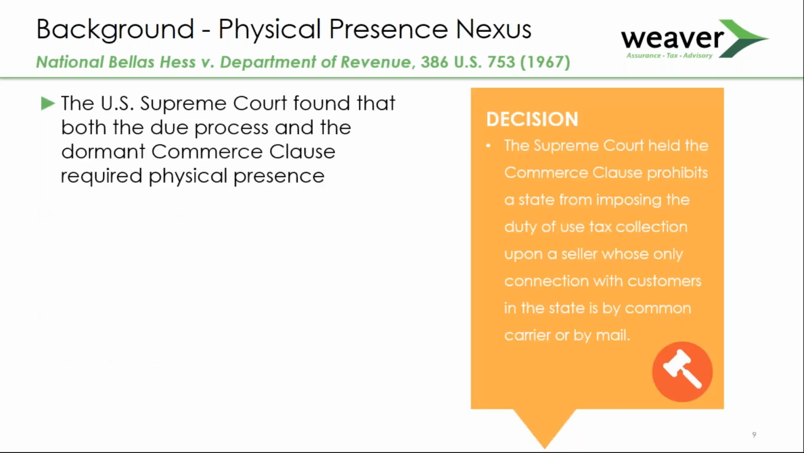So National Bellas Hess appealed to the U.S. Supreme Court and argued this violated the Due Process Clause that Shane just talked about. It's part of the 14th Amendment and created an unconstitutional burden on interstate commerce. In 1967, the Supreme Court held that the Commerce Clause prohibits a state from imposing the duty of use tax collection and payment upon a seller whose only connection with customers in the state is by common carrier or by mail. So why is this significant? Well, the National Bellas Hess decision set a standard. Basically, a taxpayer would have to have a physical presence in the state for a state to obligate an out-of-state vendor to collect and remit use tax.